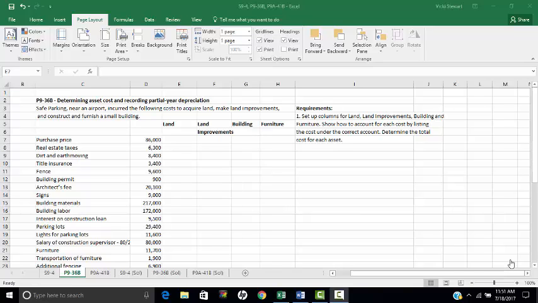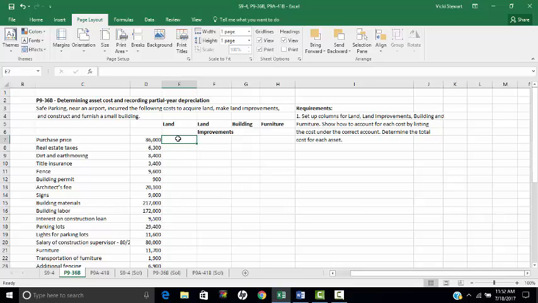account for each cost by listing the cost under the correct account, and then determine the total cost for each asset. So the problem has given us several costs involved with the purchase of the land and construction of the building and furniture, and now we're going to go through each one of these costs and determine which of these assets the costs belong to.